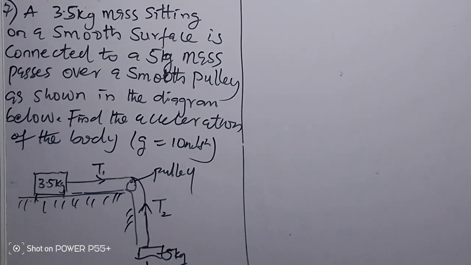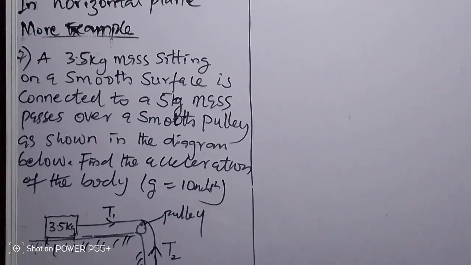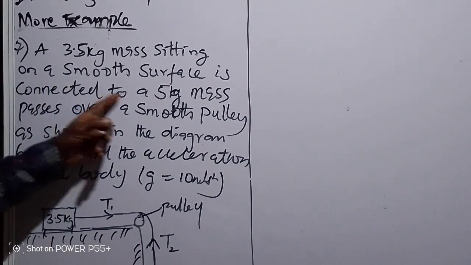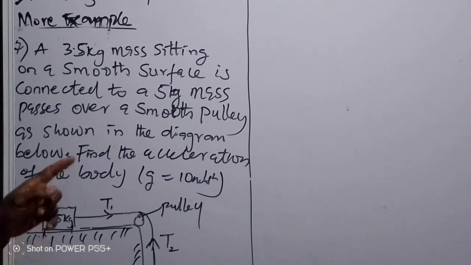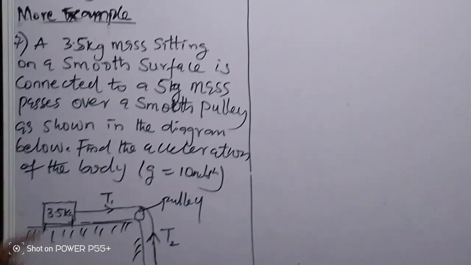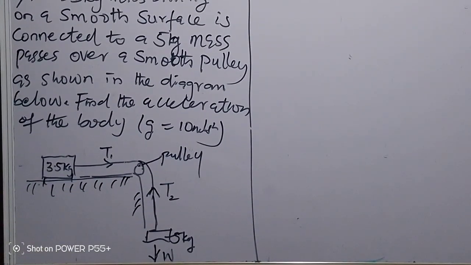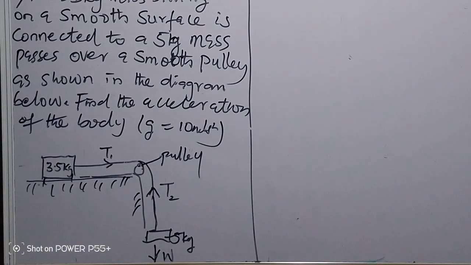Let's take this one as example 7. A 3.5 kg mass sitting on a smooth surface is connected to a 5 kg mass, passing over a smooth pulley as shown in the diagram below. Find the acceleration of the body. Now, from this one, as I said in the last question, this one also combines horizontal with vertical component. Now, to solve this one, solution.